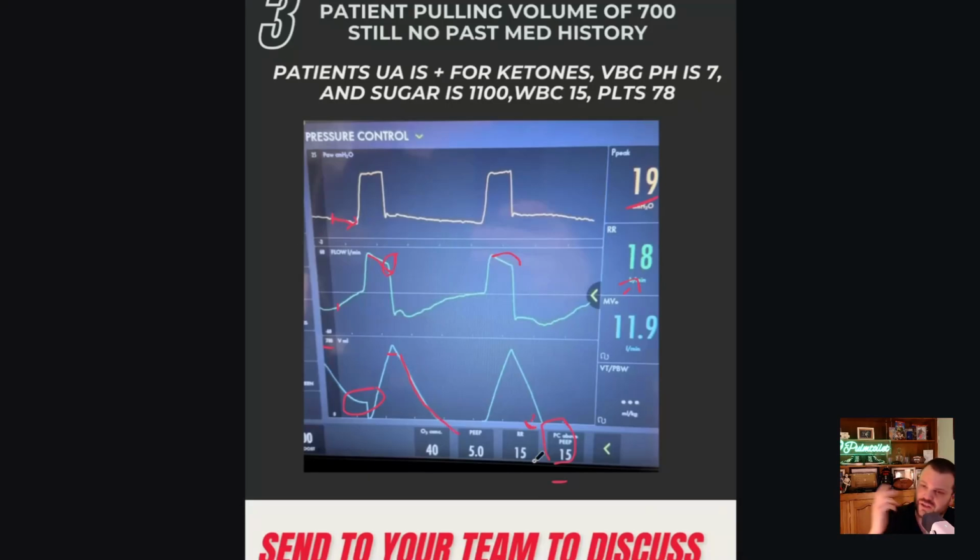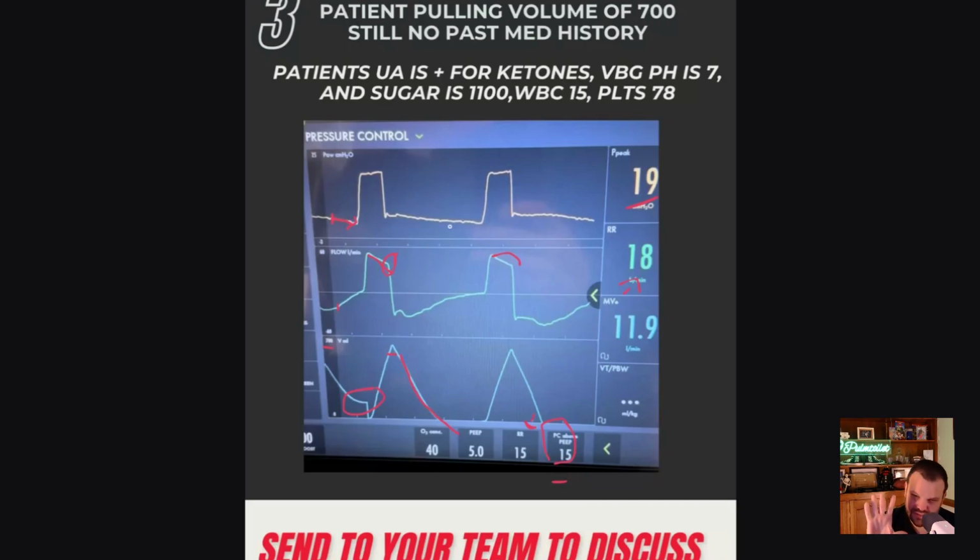And then there's some evidence of dynamic hyperinflation because the flow curve goes below zero here, insinuating that there's volume trapped from a previous breath that we didn't get out, which we know because in the previous breath there's an air leak. So there's volume that should have come out that didn't, so it's probably still in the lung. On the subsequent breath, it starts to come out. So now the patient has some dynamic hyperinflation, meaning that in the previous breath there was some gas trapped, which is the definition of auto PEEP.